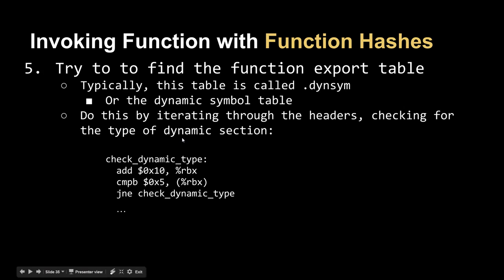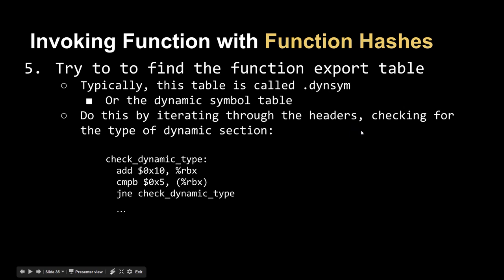Now, this now points to the dynamic section. And what we want to do in the dynamic section is parse it and try to find the function export table for this given memory segment. Typically, this table is called the dynsym table or dynamic symbol table. We want to do this by iterating through the headers of the dynamic section, which we're pointing to right now, and check for the type of dynamic section.